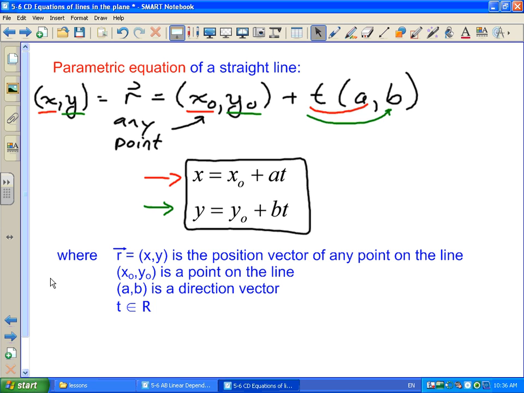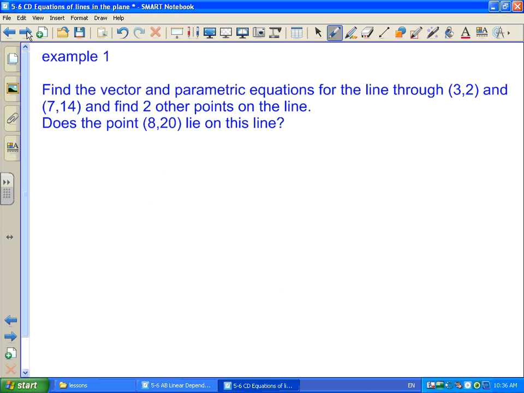So let's take a look at an example that we can do here. Okay? Example 1. Find the vector and parametric equations for the line through the points 3, 2 and 7, 14, and find two other points on the line. Then find out if the point 8, 20 lies on this line. So they ask us for both forms of the equation here, vector and parametric. If they ask you for both, always find the direction vector first. The vector equation first.